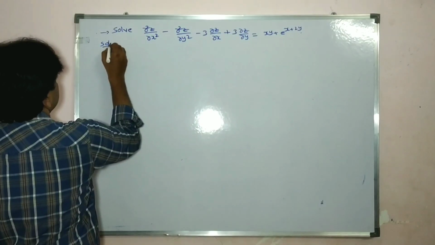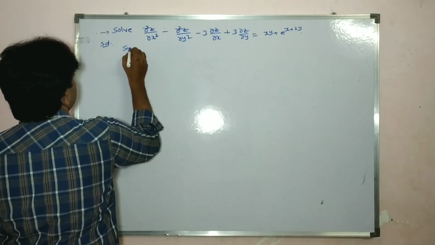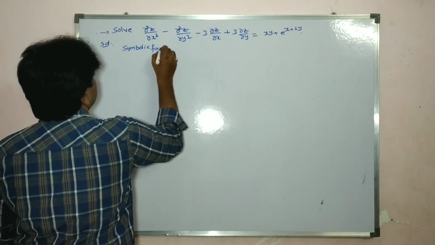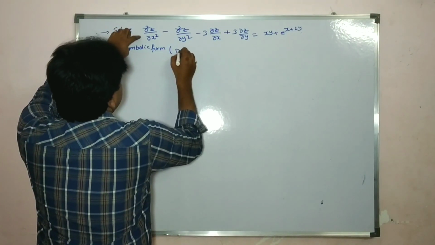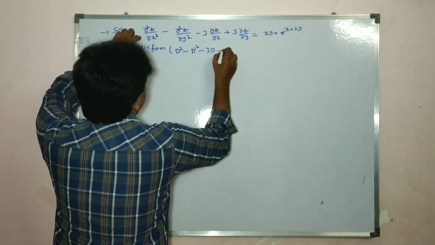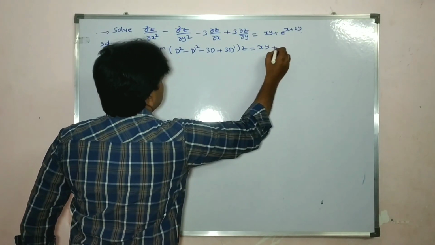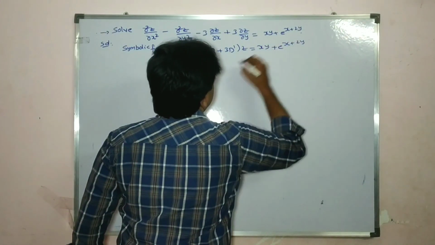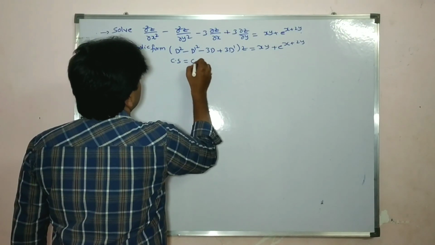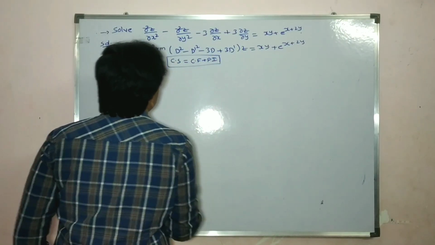Solution. You write the symbolic form, students. First of all, symbolic form. What is symbolic form, students? D square minus D dash square minus 3D plus 3D dash into z equals xy plus e power x plus 2y. Now what is the complete solution, students? Complete solution is complementary function plus particular integral. Complementary function.